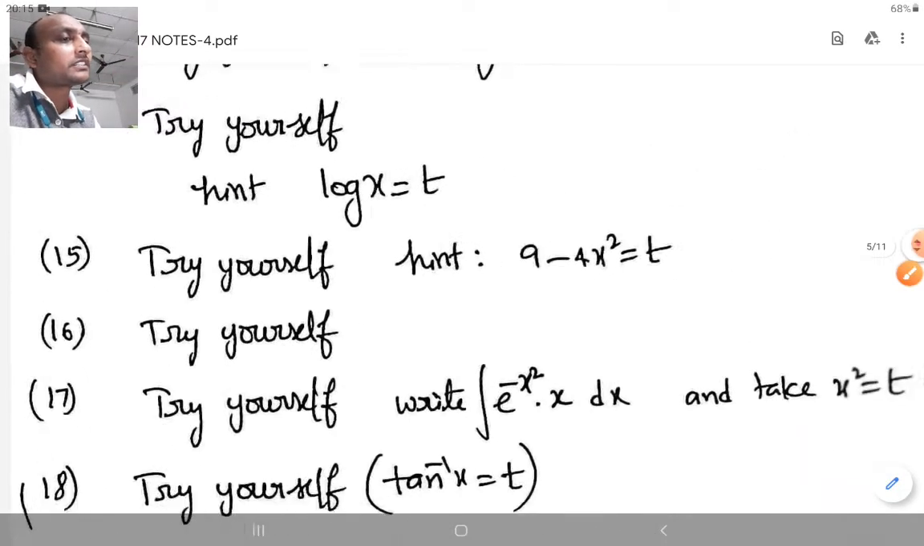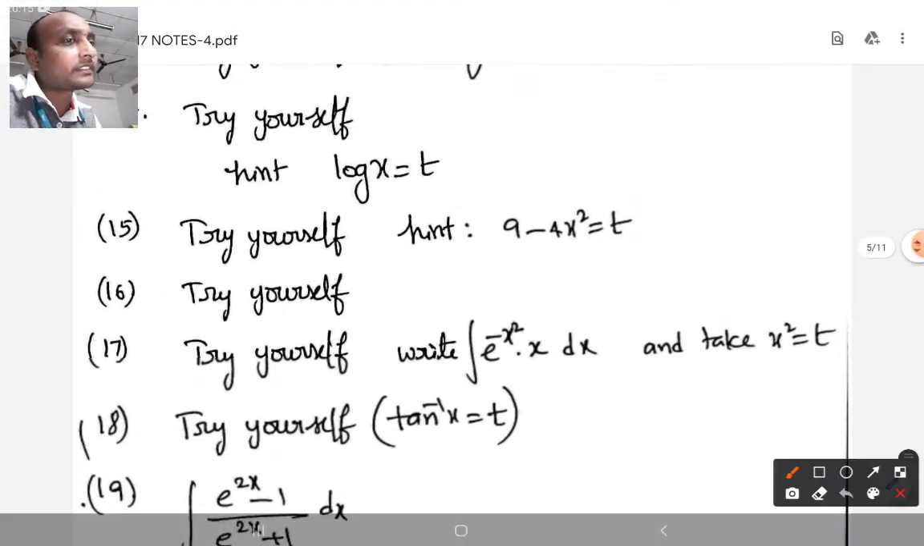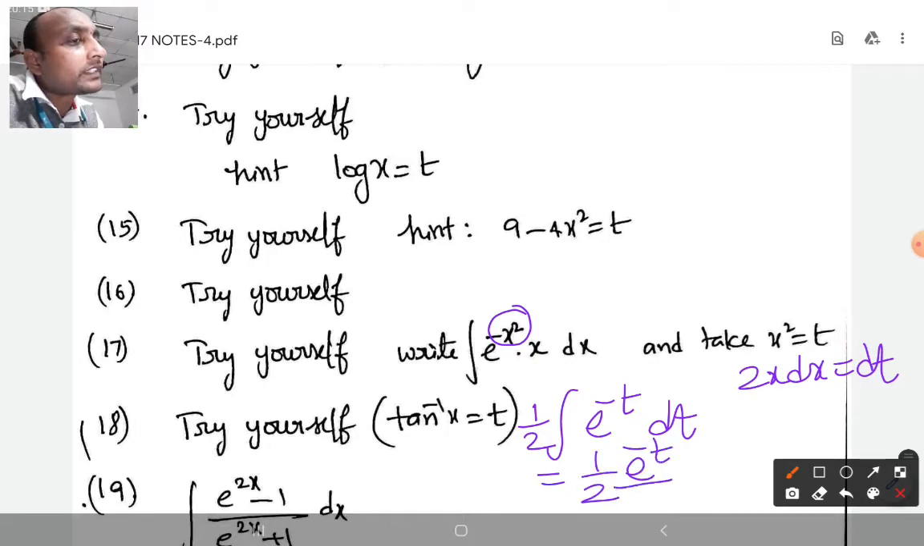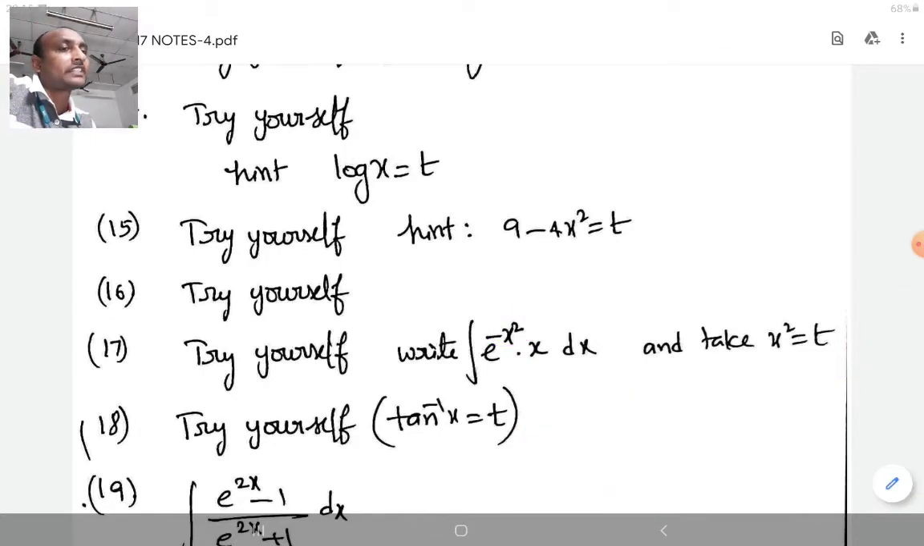What must be taken as t? Take minus x square is equal to t, so that you get x square is equal to t, then you get 2x into dx is equal to dt. So you get it as e power minus t into 1 by 2 dt. So the integration of e power minus t is e power minus t divided by minus 1, because the t coefficient is minus 1, it should be divided.